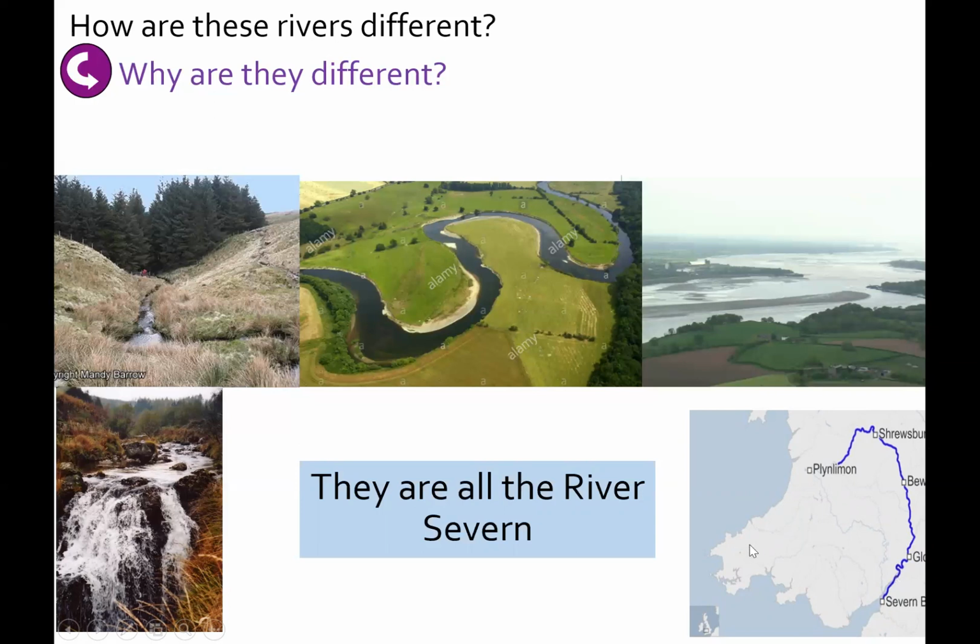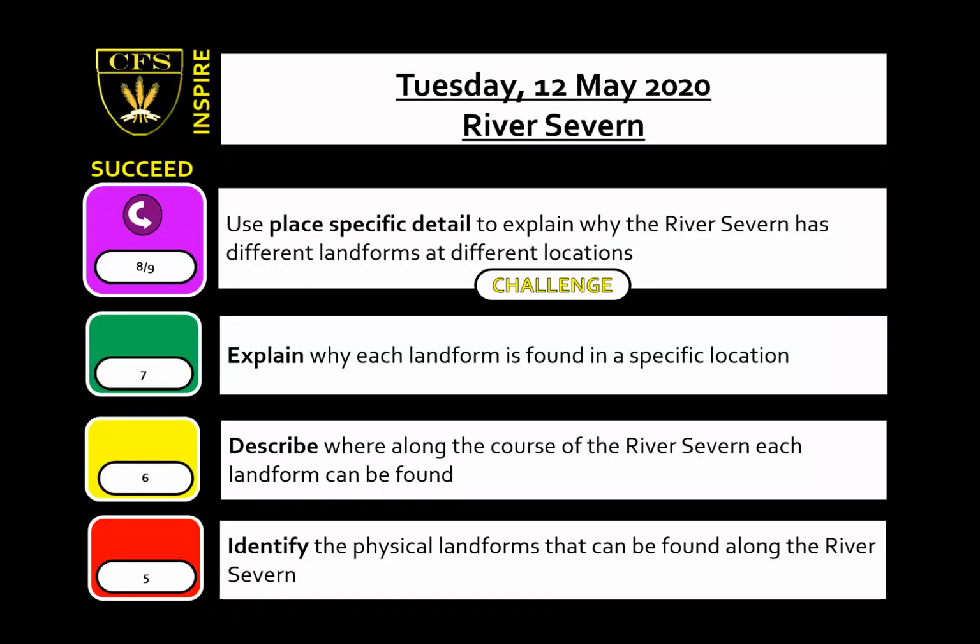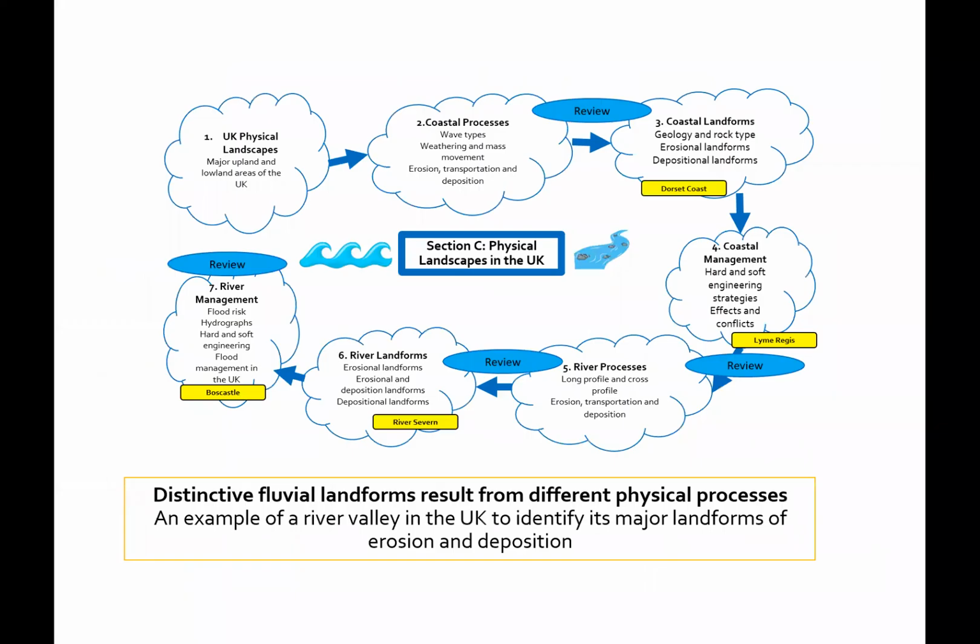So we're going to be looking at the River Severn through this lesson, using place-specific detail to explain why the River Severn has different landforms at different locations, just bringing in what we've learned over the last few lessons. So this is our named example of our river landforms. We do need to know an example of a river valley in the UK to identify its major landforms of erosion and deposition.